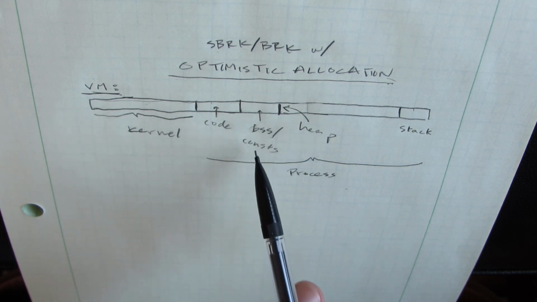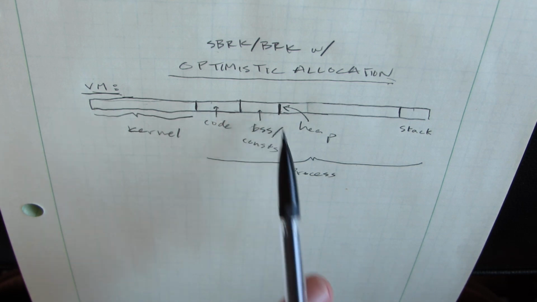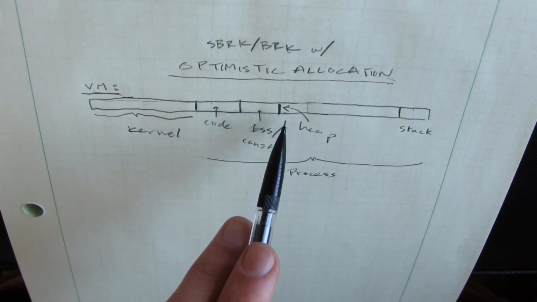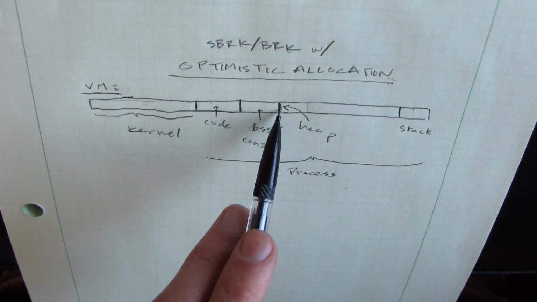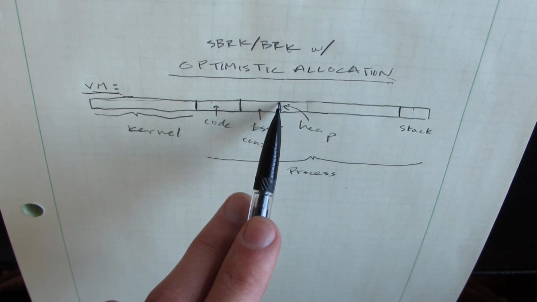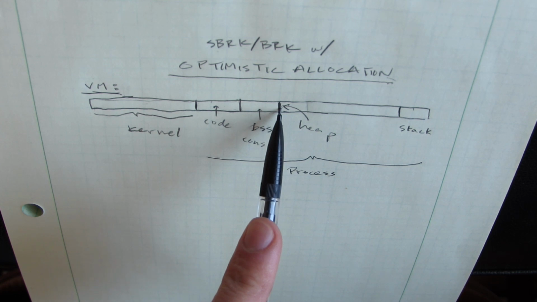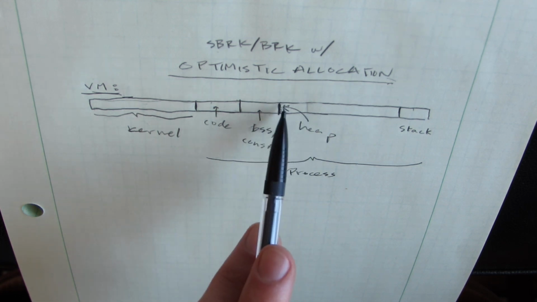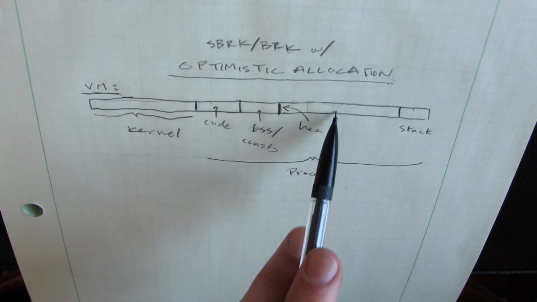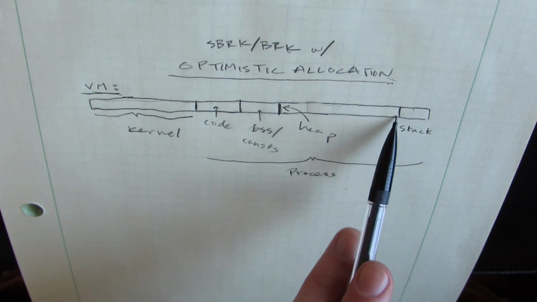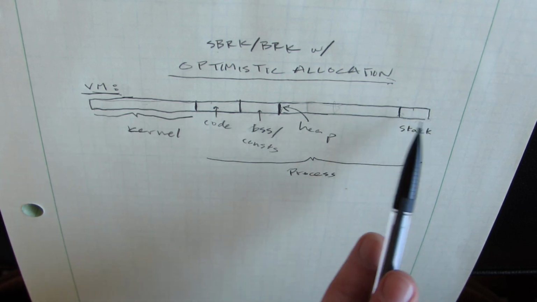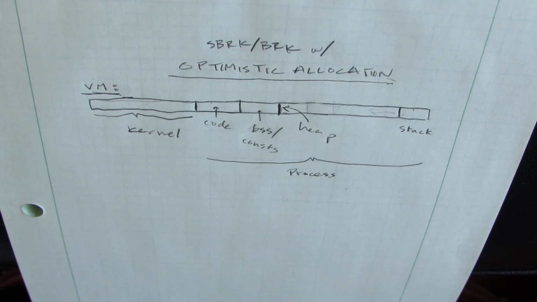BSS and other constants, so initialized and uninitialized data section, and then heap. And initially the heap will be empty, so this will be a 0 length segment starting at the end of the initialized and uninitialized data here. And this heap will expand this direction outwards. And then finally we have the stack, and the stack will expand this way.